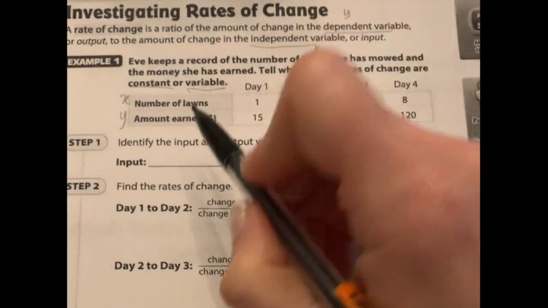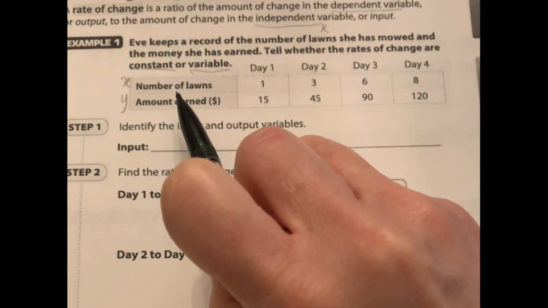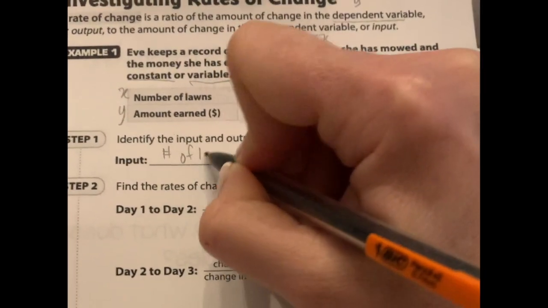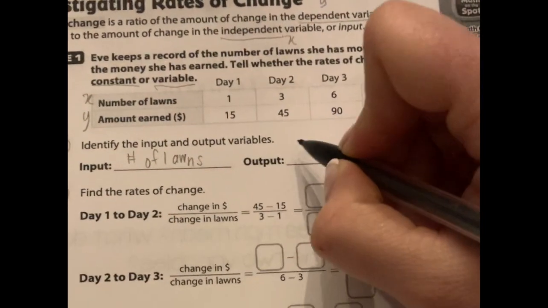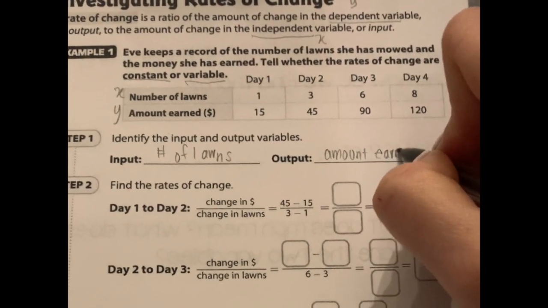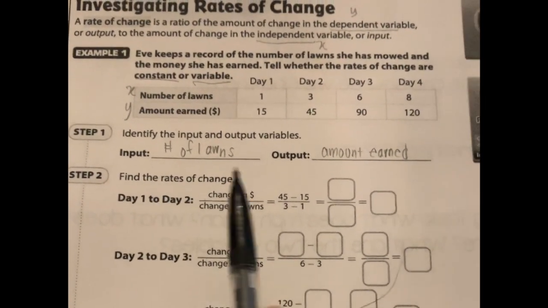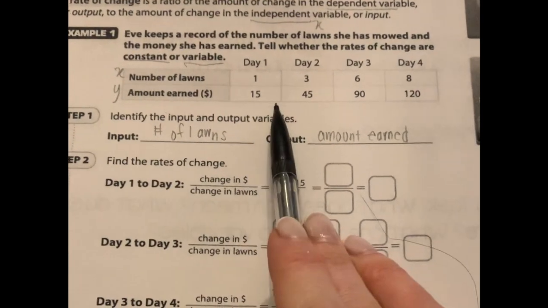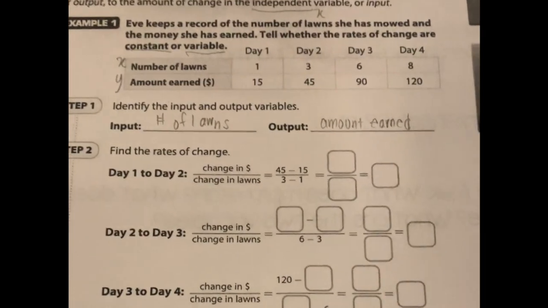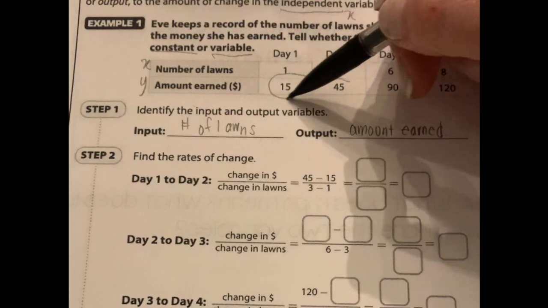Okay, so first we're going to decide what's the input and what's the output. If you're following along with what I said, x on top, then that means the input is the number of lawns, and the output is the amount of money earned. Okay? So in order to find the rate of change, we're going to figure out what the change is in the money that she earned, divided by the change in the lawns that she mowed, okay? So basically we're taking 2 points from the table.